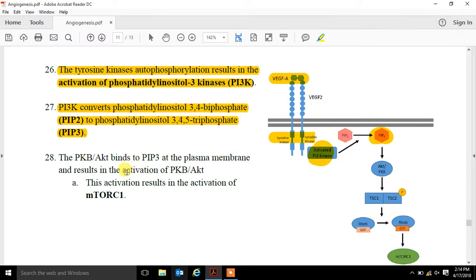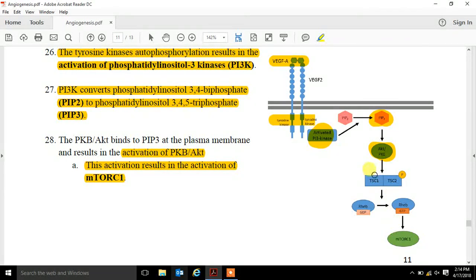It's going to activate AKT, or protein kinase B. Again, this process you should know. We just talked about this within skeletal muscle. The only difference is now we're in endothelial cells, so we get AKT, and that activates mTOR1. I'm skipping the TSC and Rheb. I've already tested you over that. So we've got these basic steps: VEGF, tyrosine kinase, PI3K, PIP3, AKT, and mTOR.